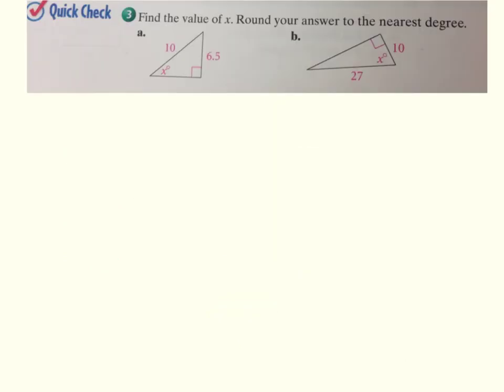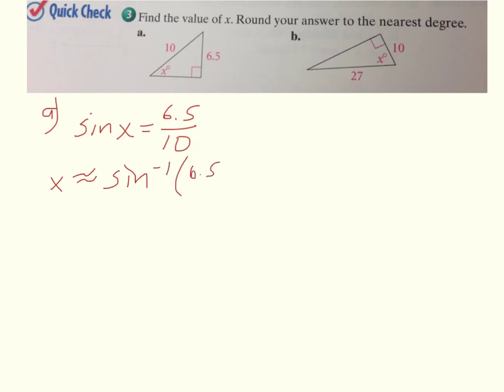Last, we've got quick check number 3. Please pause the video while you try to figure out your angle measures. Again, remember, you're going to use the inverse function whenever you're trying to get angle measures. For part A, we're going to say the sine of x equals 6.5 over 10. So x is going to equal the inverse sine of 6.5 over 10. So x is approximately equal to 41 degrees.